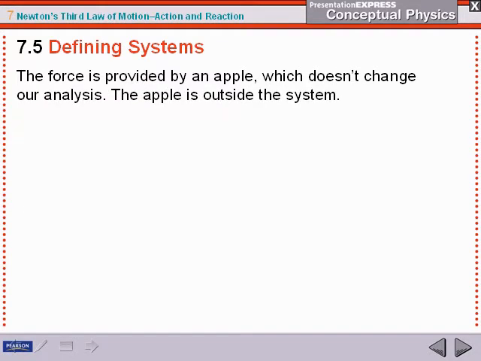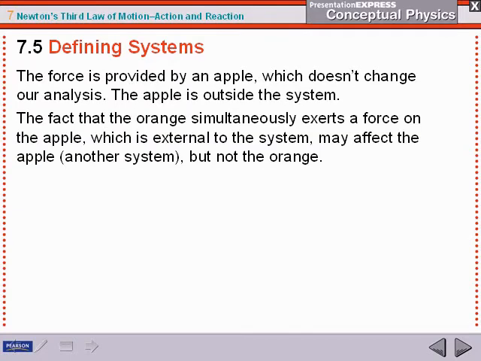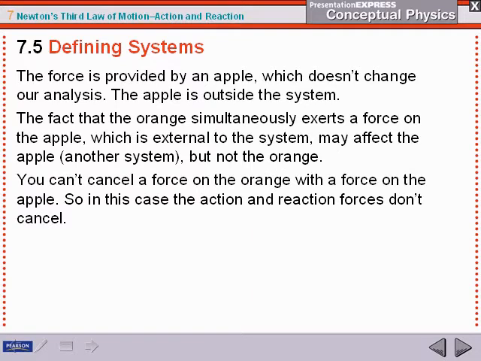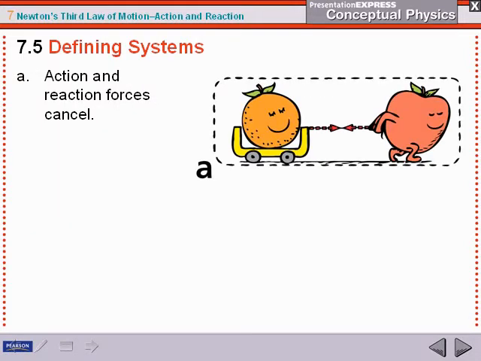So the force by the orange is outside the system because the apple is outside the system. The orange simultaneously exerts a force on the apple, but it's external to the system, so it does not affect the orange. It only affects the apple. So you can't cancel the force because one is within one system, the orange, and the other force is outside the system of the orange. So they will not cancel each other. So in this case, if we consider the system to be the apple and the orange, the forces inside the system will cancel.